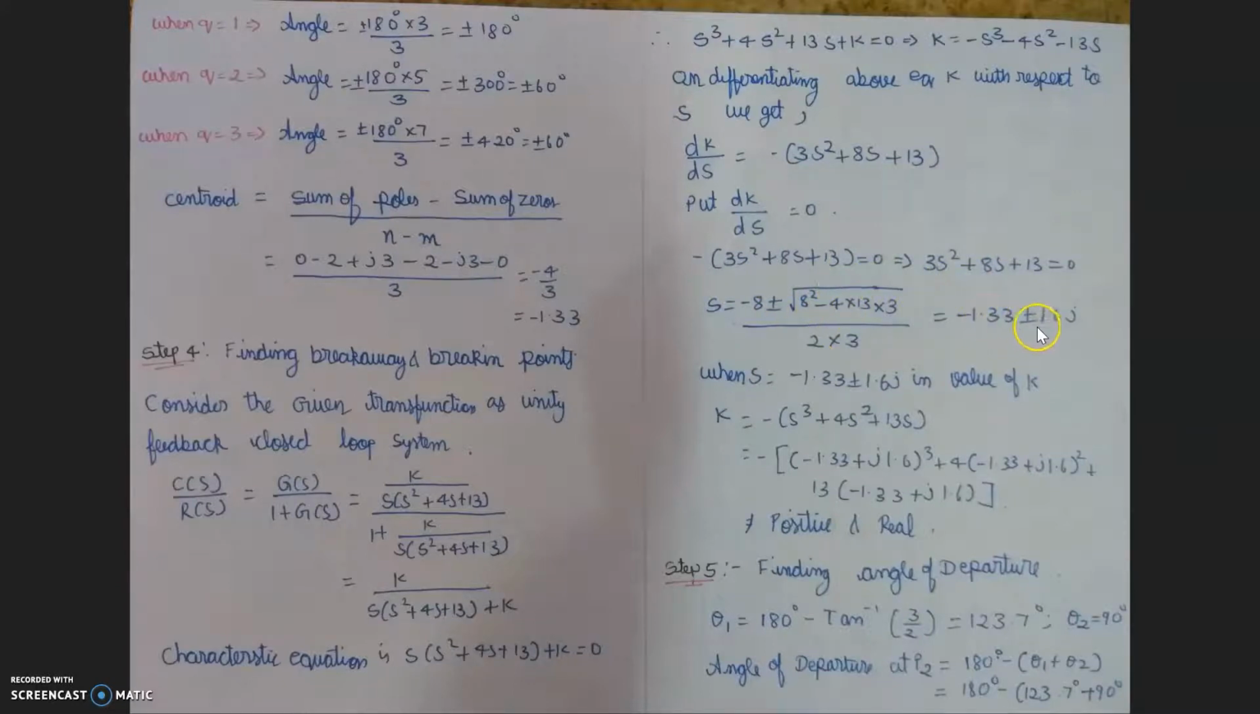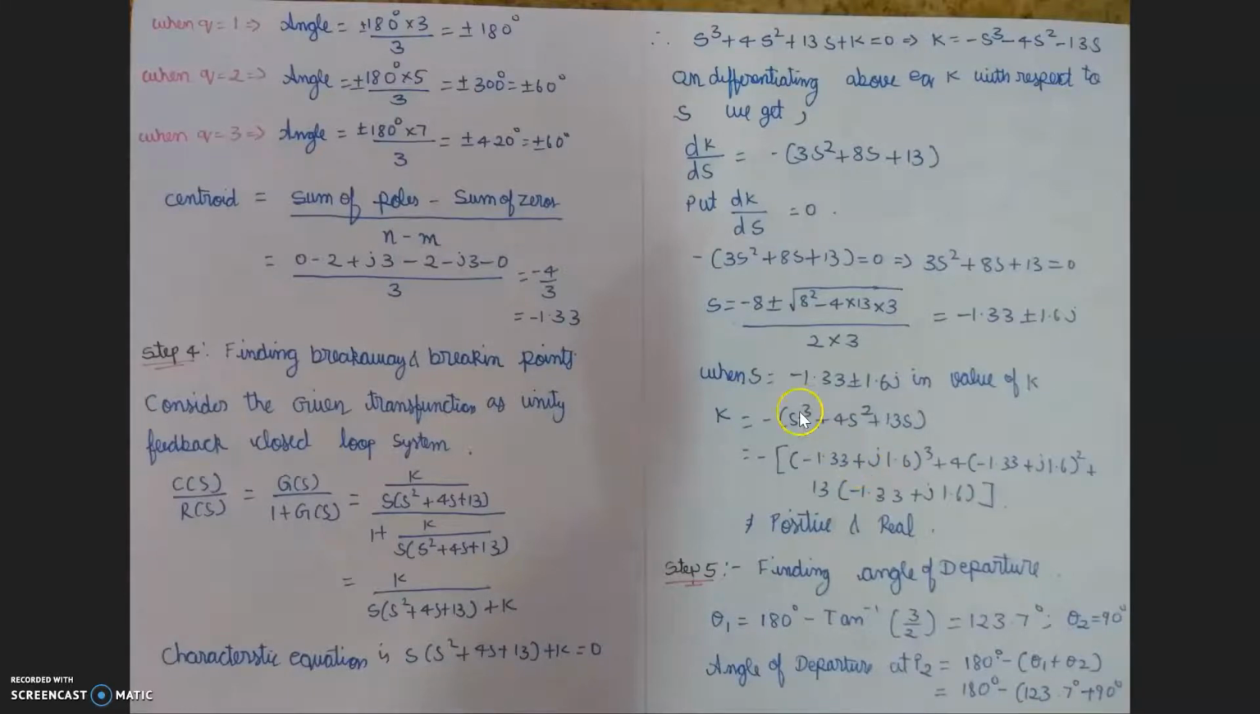So minus 1.33 plus or minus 1.6j. We substitute this value in K and find the value of K. By substituting this s value in K, we get a certain value for K. If the K value is positive and real, only then does it mean that there exist breakaway and breaking points. If there is no real positive value, the other possibility is an imaginary value. So here there exists an imaginary value, because j is root over minus 1.